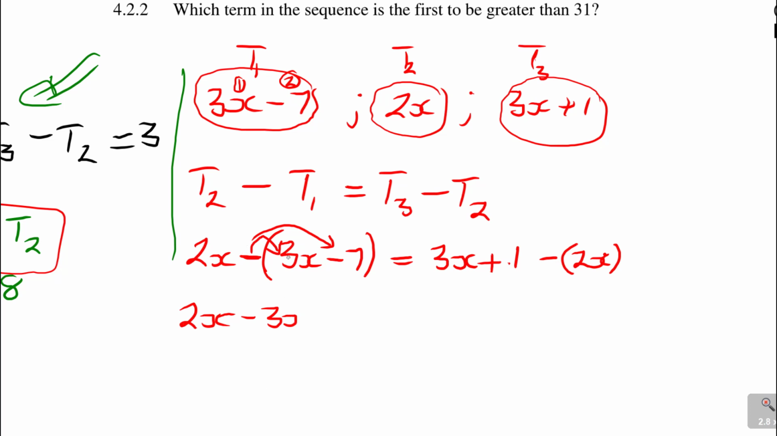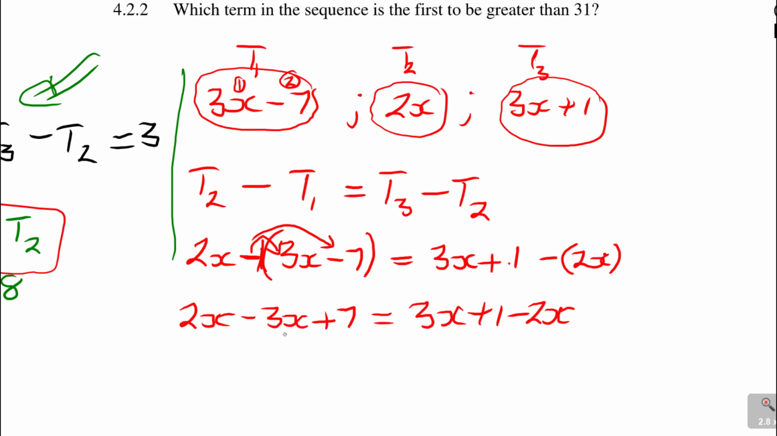3 negative times a positive 3x is negative 3x, minus times minus 7, minus minus becomes a plus 7. Remember, there is a hidden 1 there. You are saying minus 1 times 3x minus 1 times minus 7 is equal to 3x plus 1. Now this is simple negative 2x because there is no other part where the negative is affected.